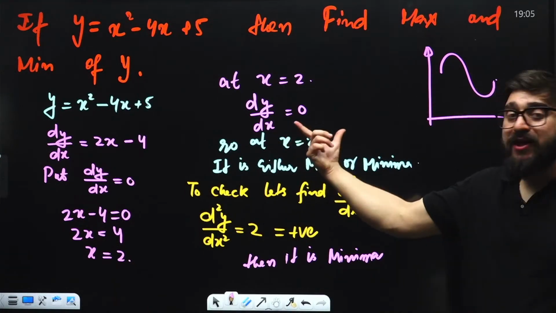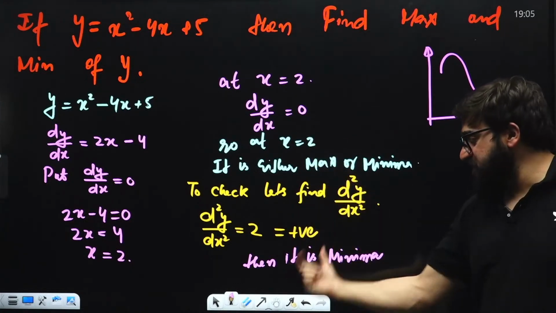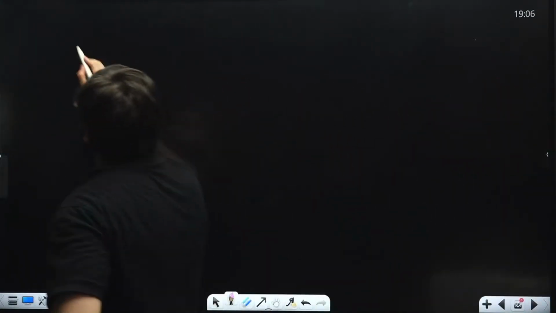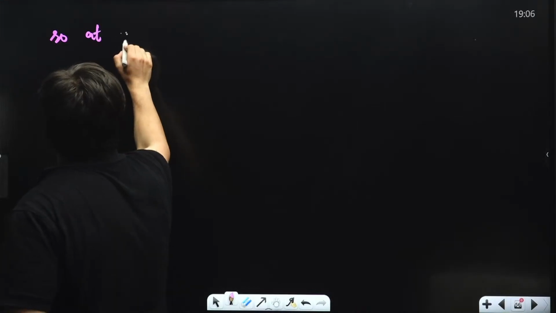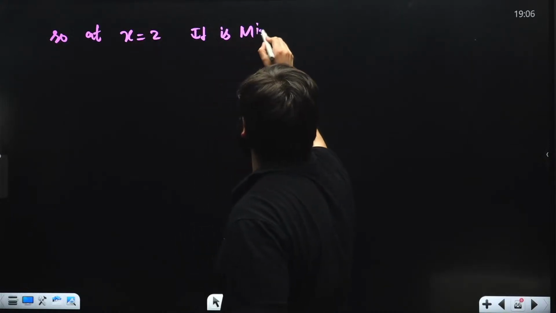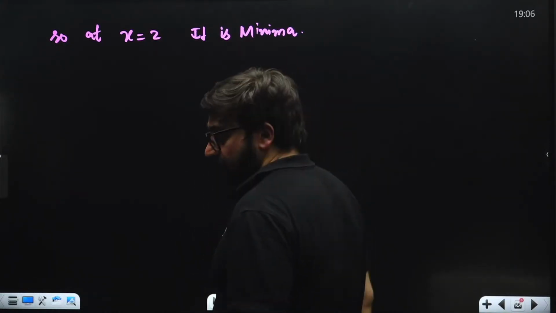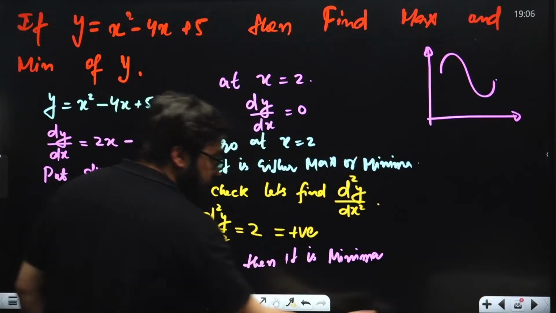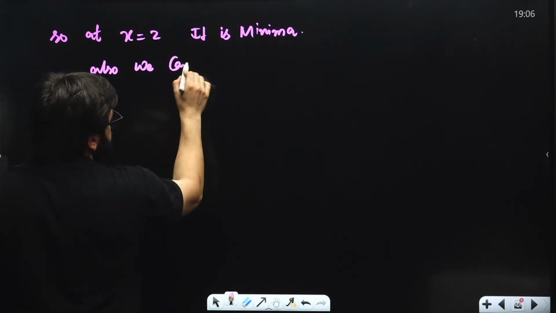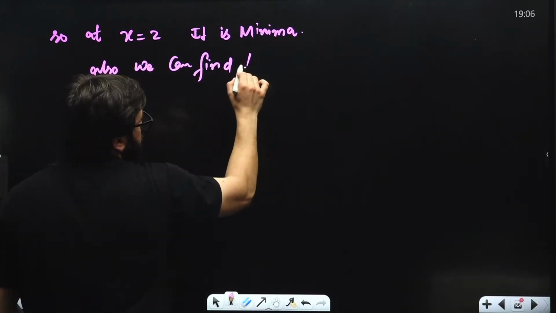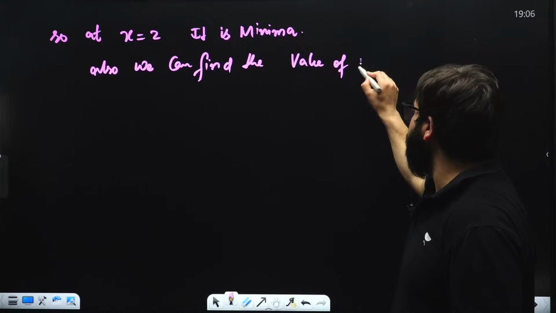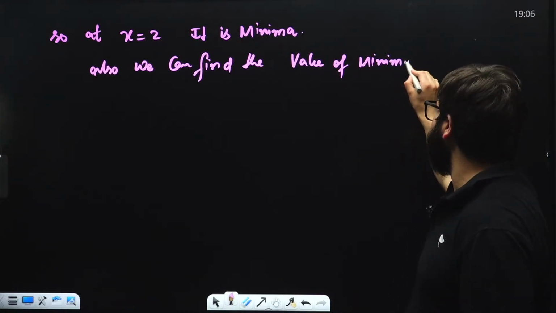So at x is equal to 2, we say it is minima. Why? Because the double differentiation comes out to be negative. So I can mention over here, at x is equal to 2, it is minimum. And if you have to find the value of minima, we can also find the value of minima.